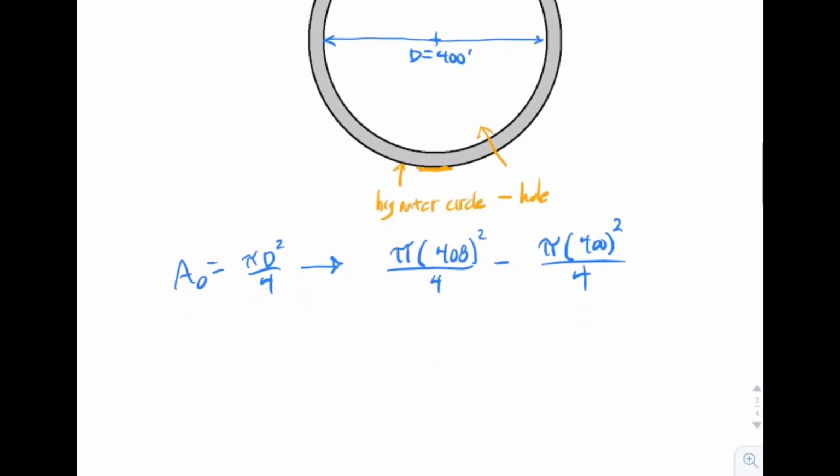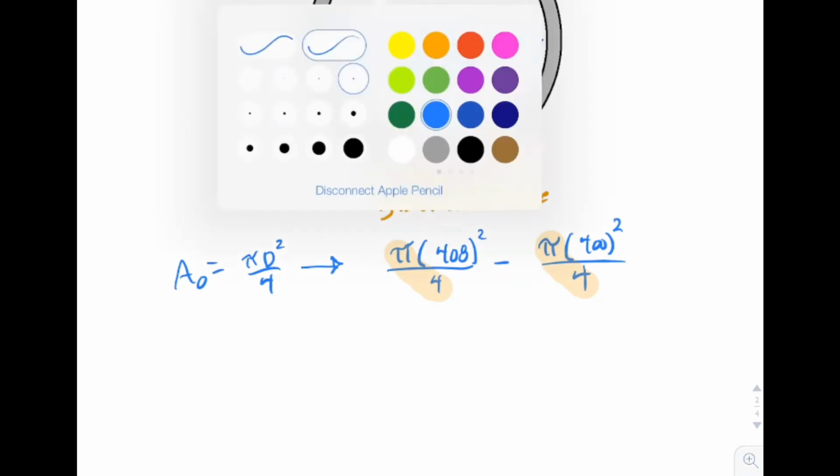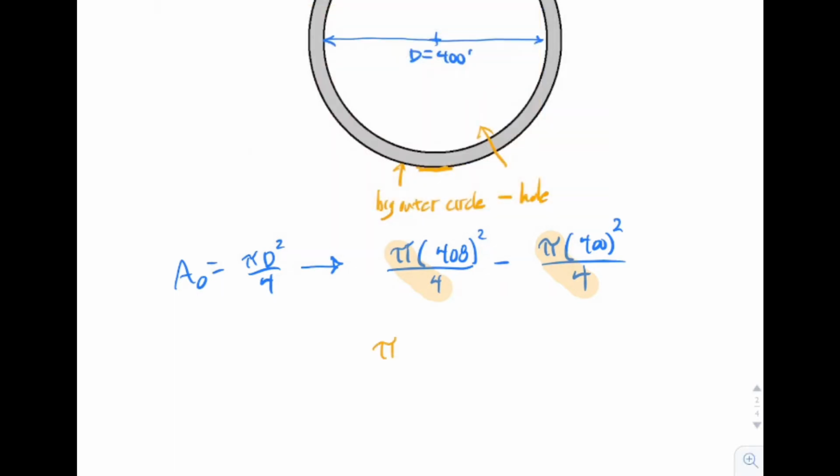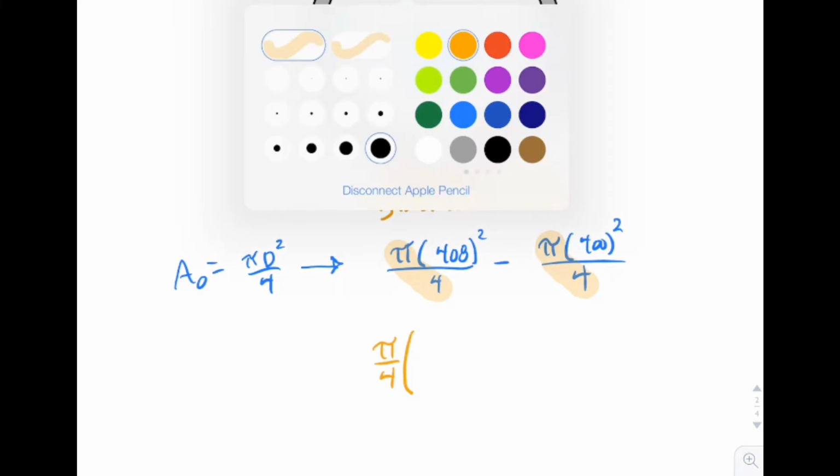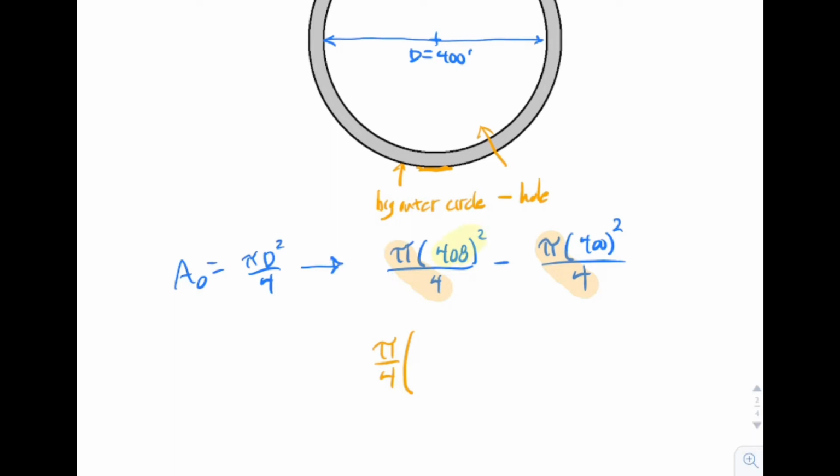Now I'm going to get a little bit of algebra-y on you, and I'm going to say, hey, you know what? This is like algebra. This is like factoring. This is like I could pull out a common factor. Pull out a pi over 4. And what are you left with? Well, from the first term, you're left with a 408 squared. So write that down. And then from the second term, you're left with a 400 squared.